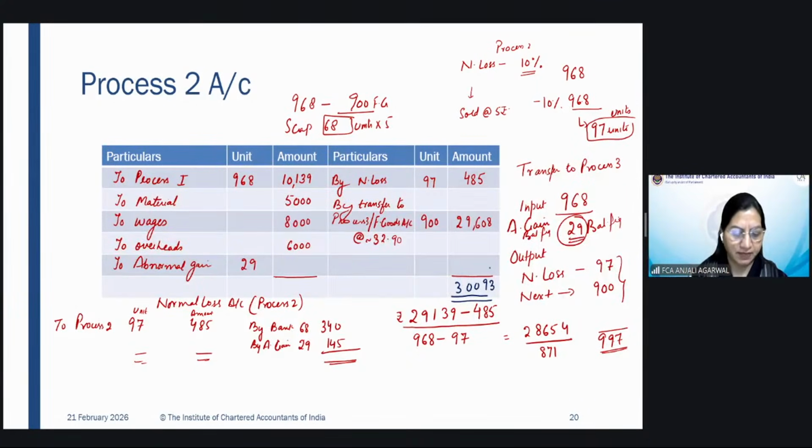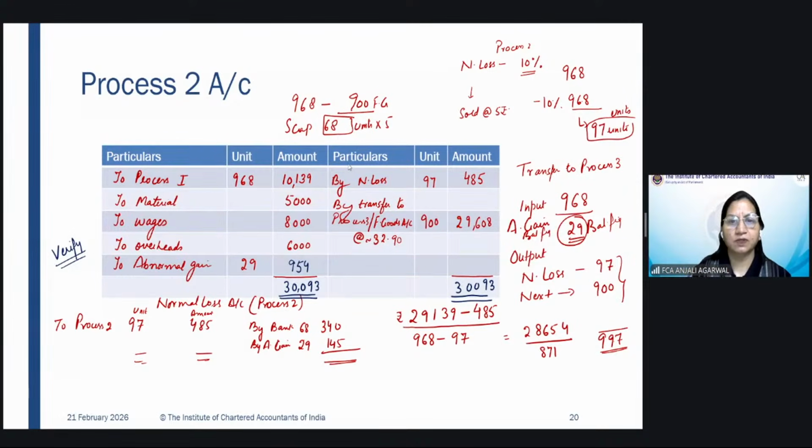Now, one thing you will do is 32.90 multiplied by 29. It should be 954. And when you write this figure, your total should tally. So 10,139 plus 5,000 plus 8,000 plus 6,000 plus 954. So the total comes out to be 30,093. So this will verify your answer also if the total matches, or you can take it as balancing figure.